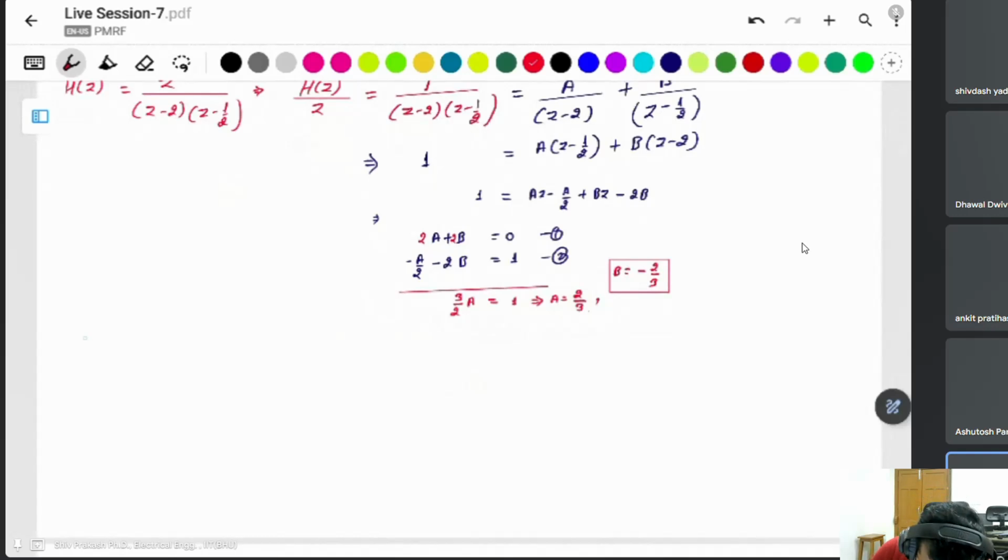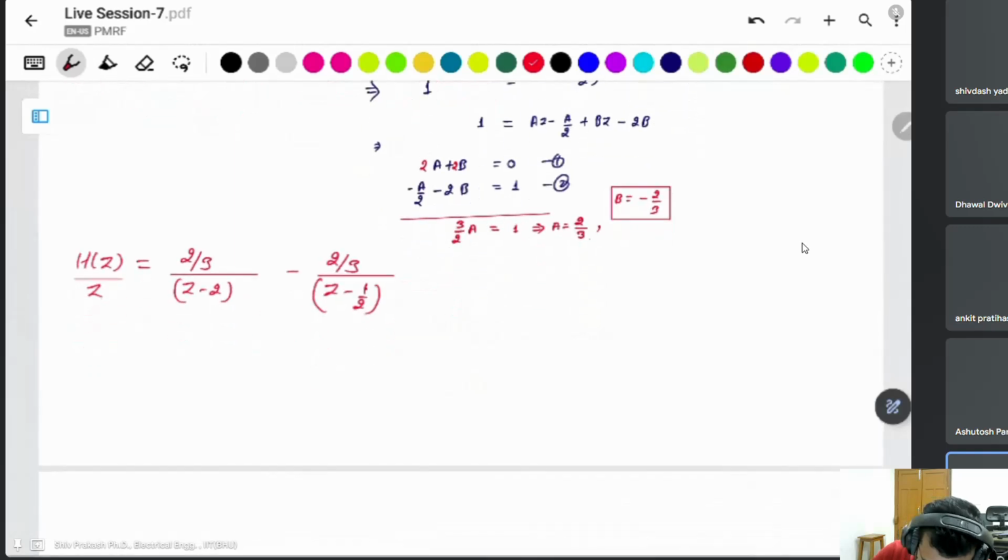Then apply this one. H(z) by z is equal to a by (z minus 2) plus b by (z minus half), where a is 2 by 3 and b is minus 2 by 3. Then send this z to the right side.